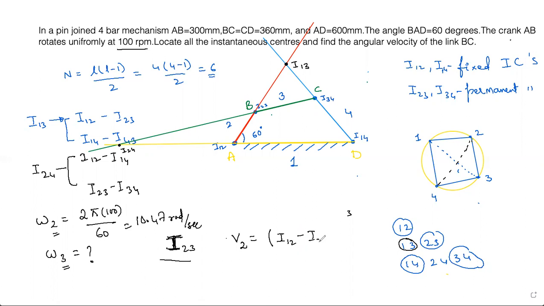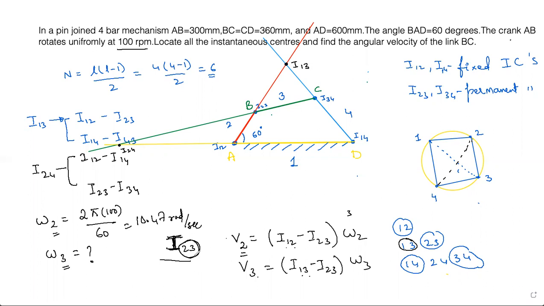I12 to I23 distance times omega 2, and I will write V3 as I13 to I23 distance times omega 3. Just remember this simple logic. If you write 2 over here, with respect to 1, you have to write 2. If you write 3 over here, with respect to 1, you have to write 3. And already I have taken this 2, 3 into consideration, and how I did it, I already told you, right?